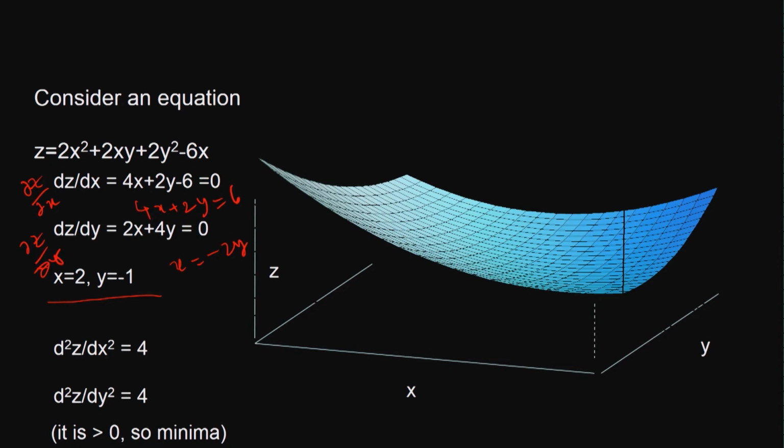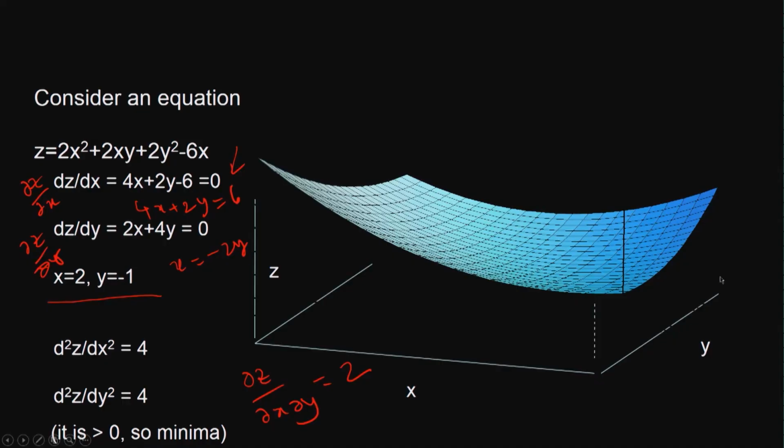You can also do the same thing for dou z by dou x dou y. So if you take this equation, what do we get? Instead of differentiating with dou x, differentiate with dou y, so it comes to 2. So again this is greater than 0, so we can say x is equal to 2, y is equal to minus 1 is the minimum of this particular function.